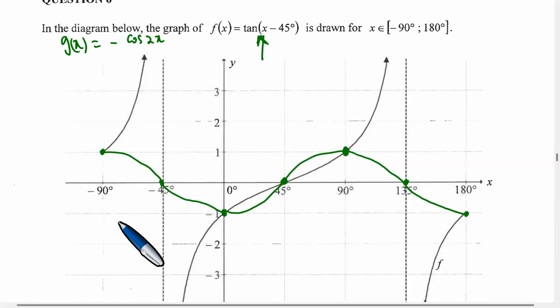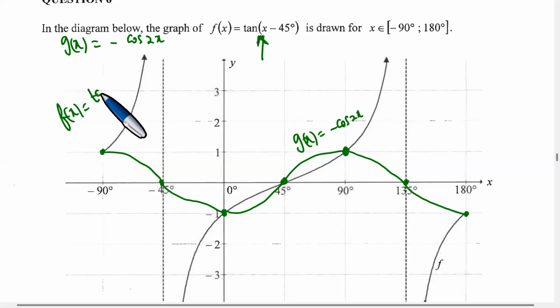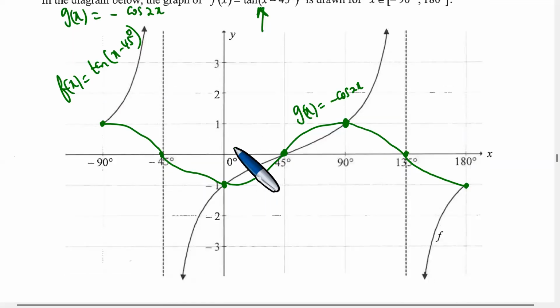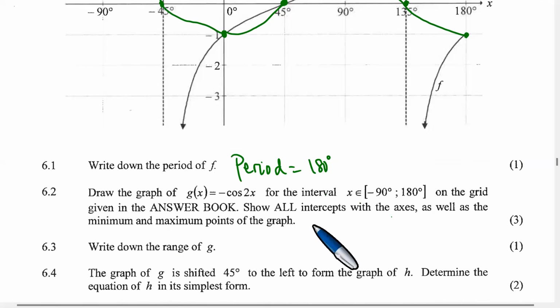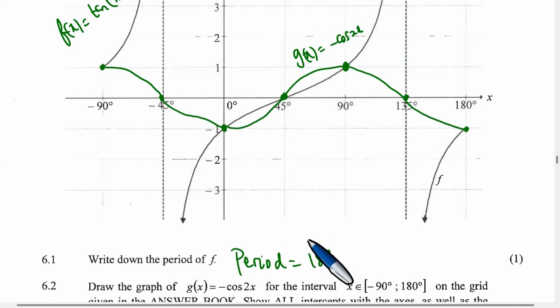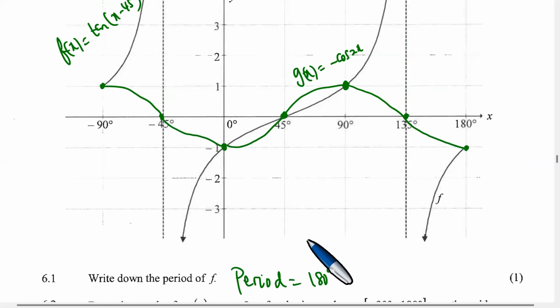Okay, we continue. We're to draw the graph. Now, the green graph I've just drawn is the graph with the defining equation minus cosine 2x. And the other one has the defining equation f of x equals the tangent of x minus 45 degrees. They said show all intercepts of the axis as well as the maximum and minimum points. So there it is, we have basically shown that, and this is enough.